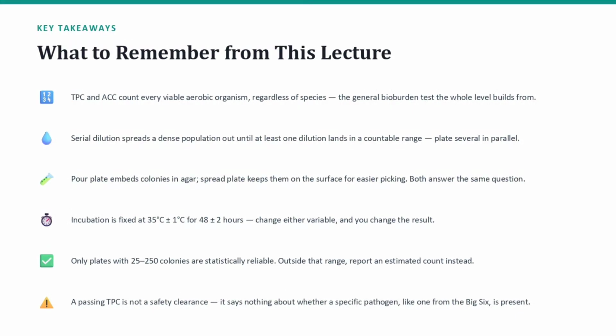Number 4. Incubation is fixed at 35 degrees Celsius, plus or minus 1 degree, for 48 hours, plus or minus 2. Change either variable, and you change the result. Number 5. Only plates with 25 to 250 colonies are statistically reliable. Outside that range, report an estimated count instead. Number 6. A passing TPC is not a safety clearance. It says nothing about whether a specific pathogen, like one from the Big Six, is actually present.